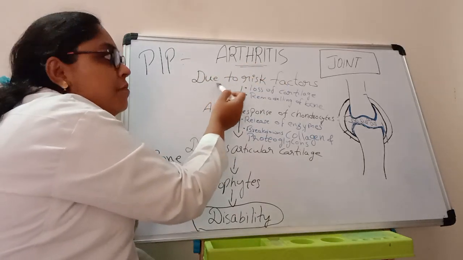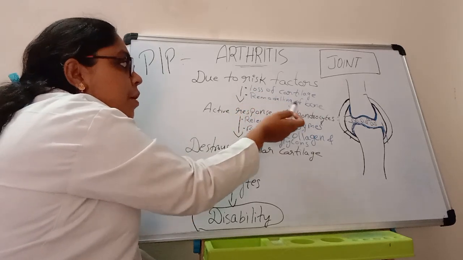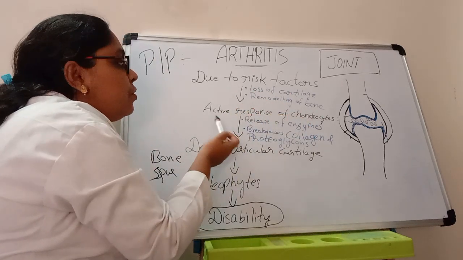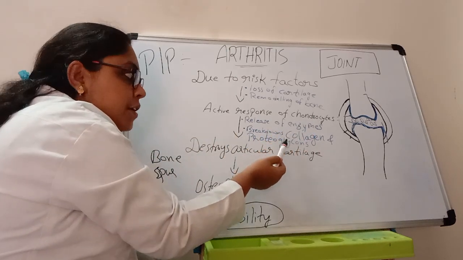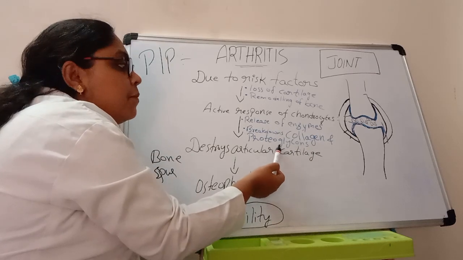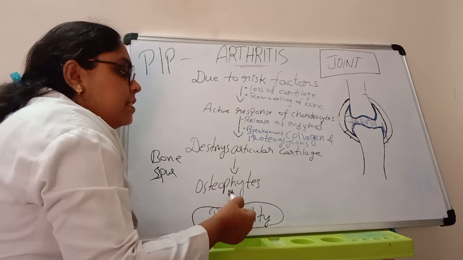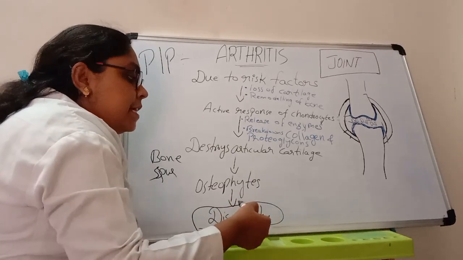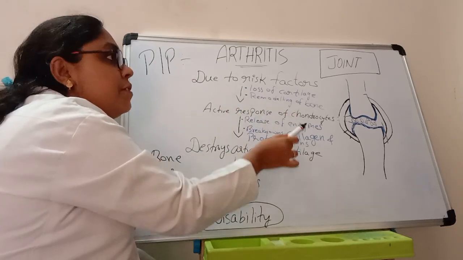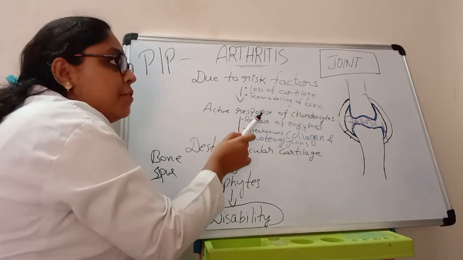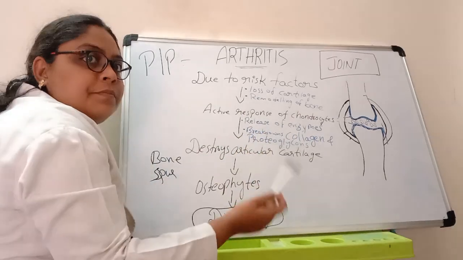What is happening here? Because of any risk factors, it is leading to loss of cartilage and remodeling of bone takes place, and it is leading to active response of chondrocytes. These chondrocytes release the enzymes and it is breaking down the collagen and proteoglycans, and it makes the destruction of articular cartilage, and it leads to osteophytes, that is a growth of bone takes place, and it is leading to disability. This is the general pathophysiology of arthritis, and it differs for the types of arthritis like rheumatoid arthritis and gout. So this is only the general pathophysiology.